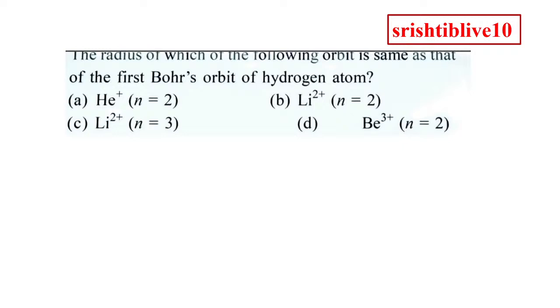Come on everyone, quickly tell me the answer for this question. The question is, the radius of which of the following orbits is the same as that of the first Bohr orbit of the hydrogen atom? See, very simple how we can approach this question. What is radius? Rn equals 0.529, as we just discussed.